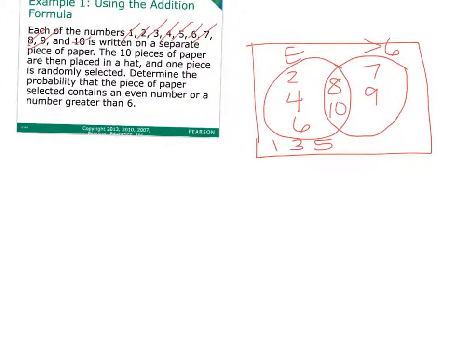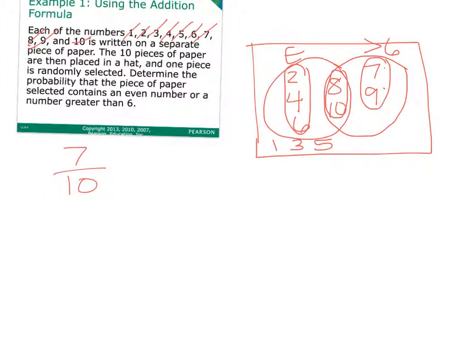If you have your Venn diagram filled in, the question said, determine the probability that the piece of paper selected contains an even number or a number greater than 6. So you have 3 items that are even, you have 2 items that are even and bigger than 6, and you have 2 items that are bigger than 6. If you added all those together, 1, 2, 3, 4, 5, 6, 7, there's 7 out of 10 possible numbers that are even or bigger than 6.